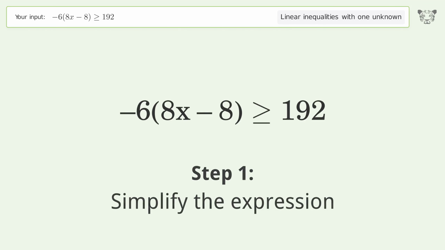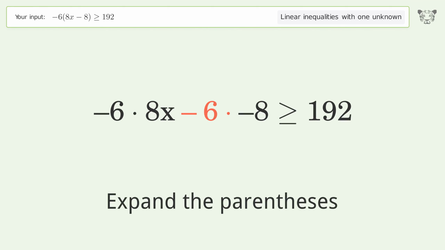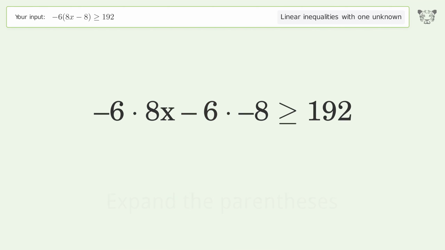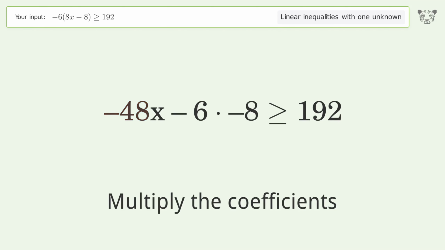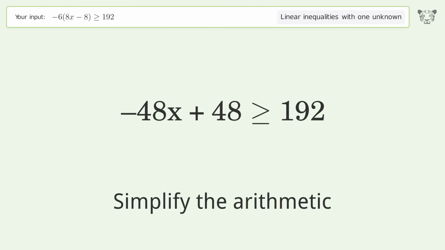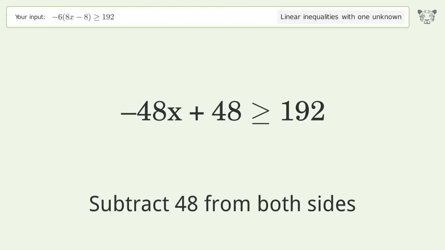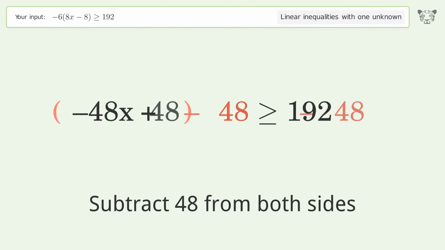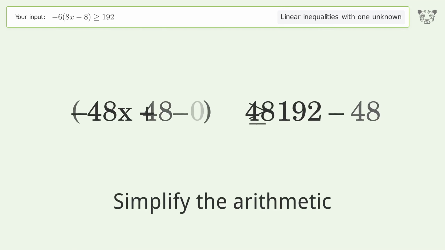Simplify the expression. Expand the parentheses. Multiply the coefficients. Simplify the arithmetic. Group all constants on the right side of the inequality. Subtract 48 from both sides. Simplify the arithmetic.